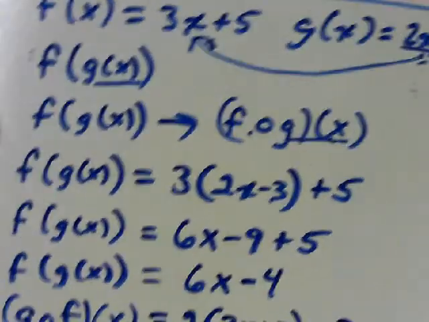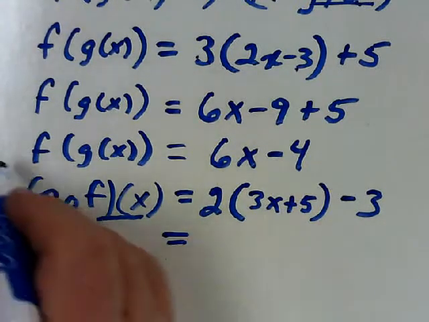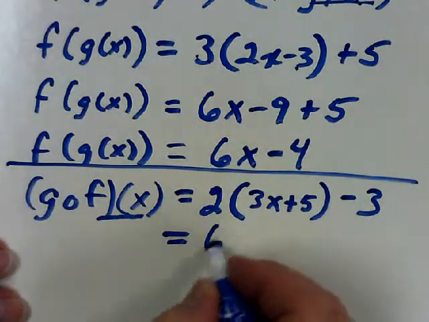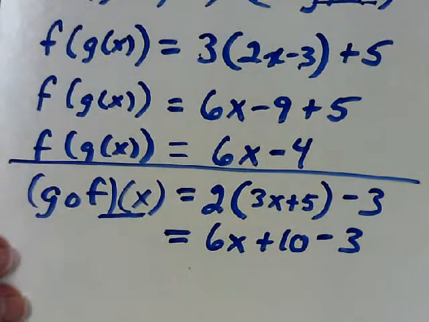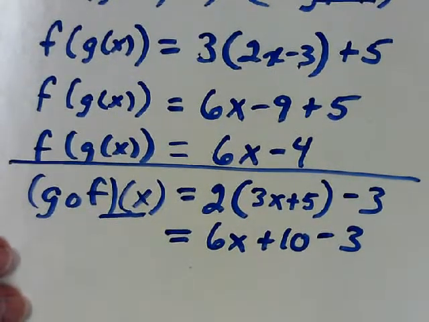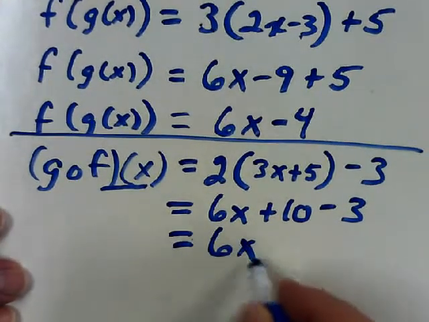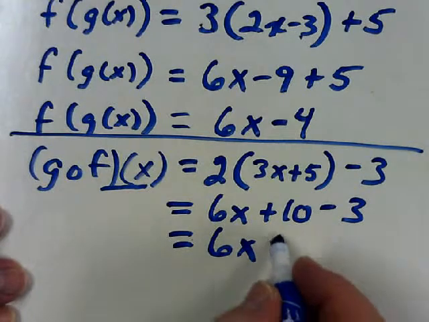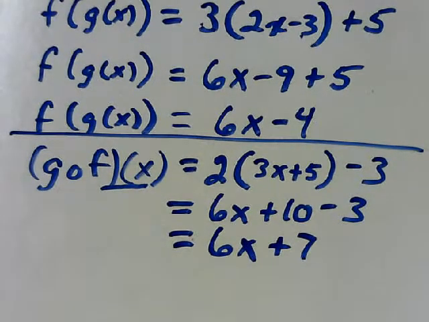Okay? So if I simplified that, I would have 6x plus 10 minus 3 by doing the distributive property, which if I simplified it, would be 6x plus 7. So that's not terribly bad.